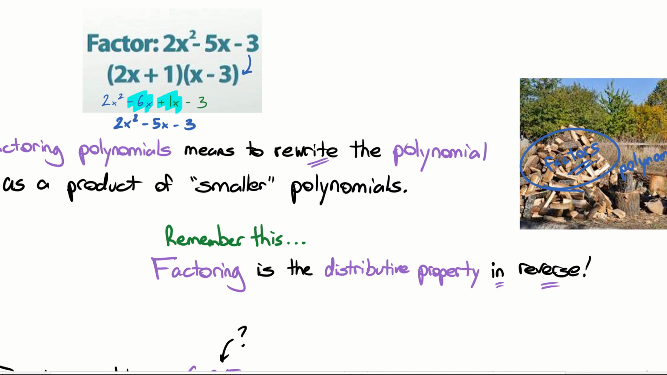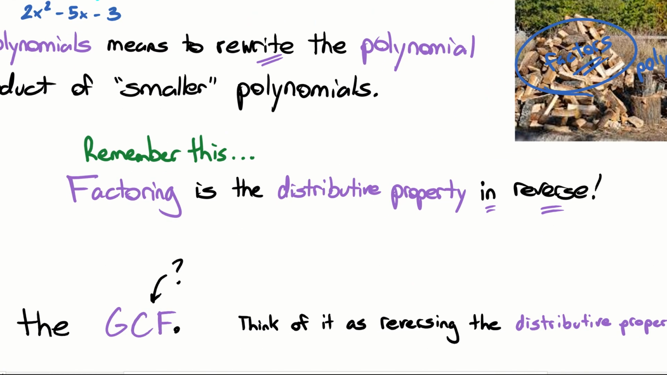So let's start to do this, okay? Remember this. This is so important. This is the big one. Factoring is the distributive property in reverse. There's a reason we've been talking about the distributive property for so long. There's a very good reason that Mr. Epps hasn't shut up about that distributive property since 7th grade, and you've been learning about it probably since 6th grade. We're now going to reverse the process of the distributive property.